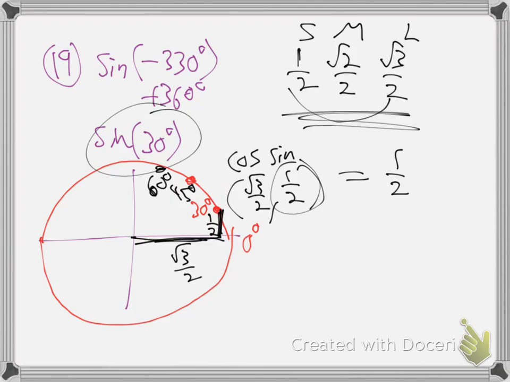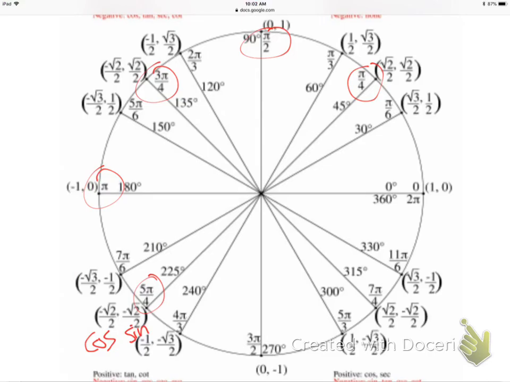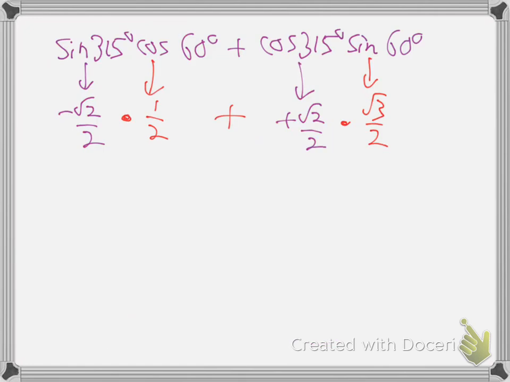Now, of course, you could go to this unit circle and find them there too, right? There's your 60. There's your cosine. There's your sine. Here's your 315. There's your cosine. There's your sine. I just wanted you to see them drawn, though. I think it's helpful just to see it. Anyway, there we go. Now we just got to put this together.